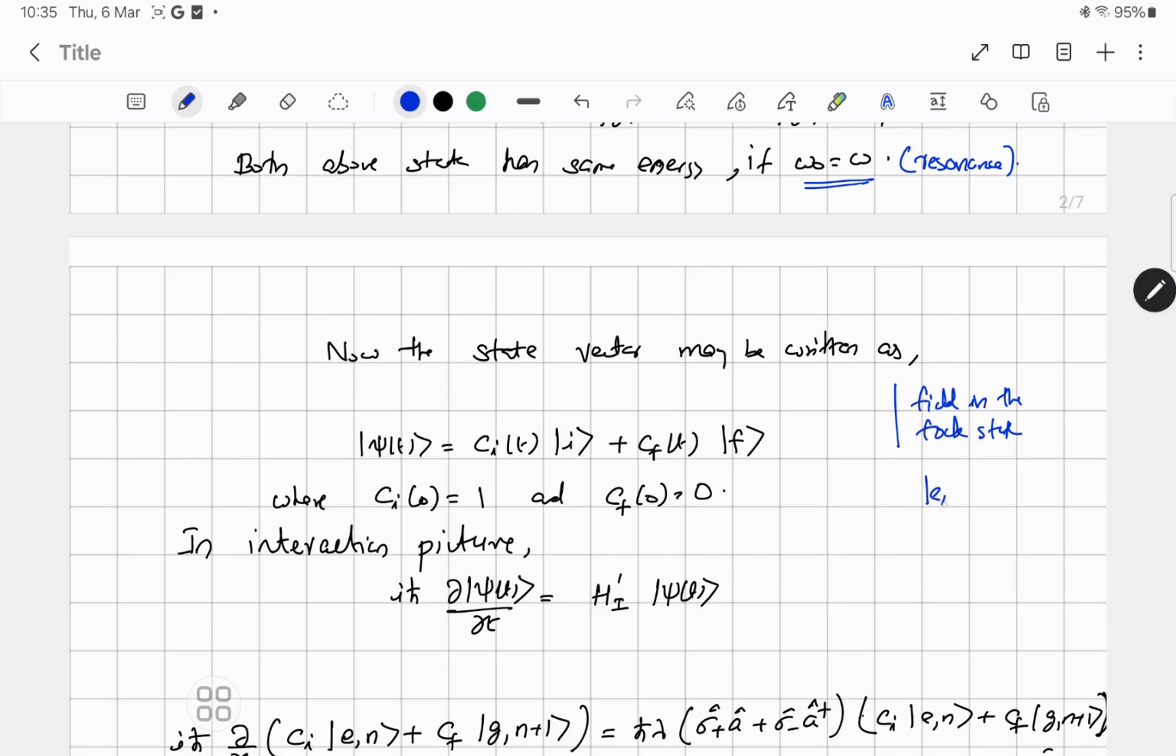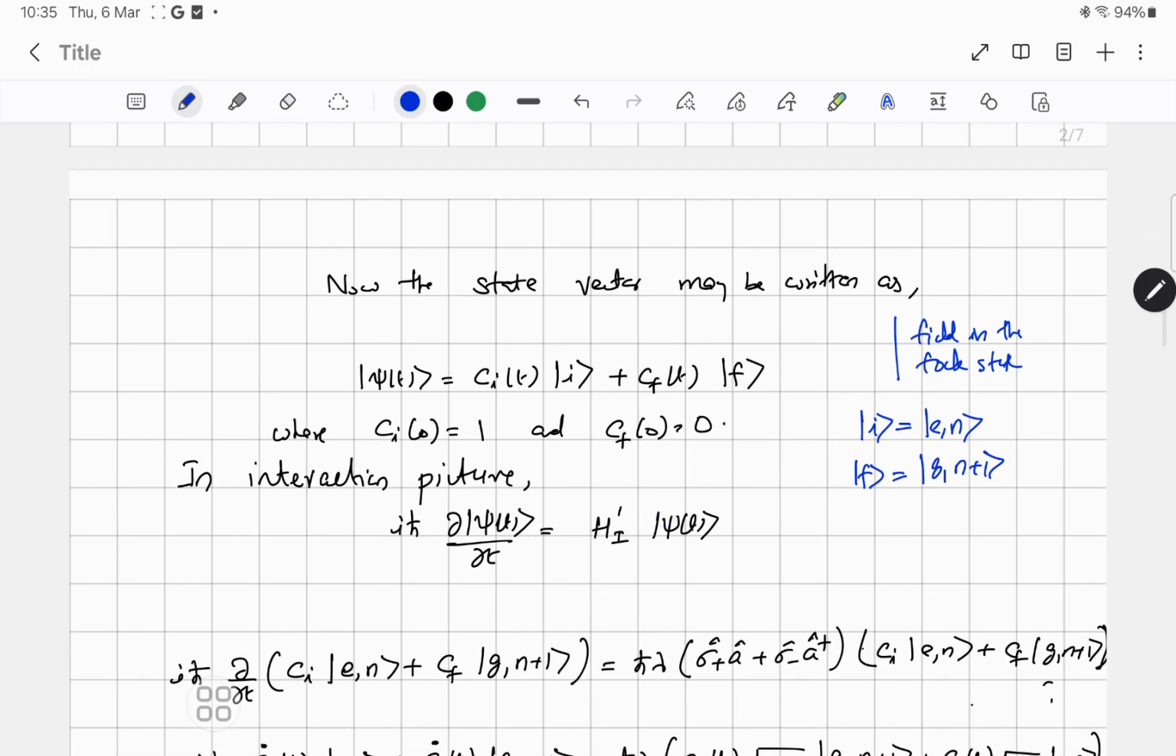So we have two possible states. One is e, n and the other one is g, n plus 1. So a general state would be the superposition of these two states. So e, n I denote by the symbol i and g, n plus 1 denoted by the symbol f. Okay. So a general state is Ci of t ket i plus Cf of t ket f. Okay. Now initially if the system is in ket i state, then Ci at time 0 must be 1 and Cf at time 0 must be 0. So these would be the initial conditions.